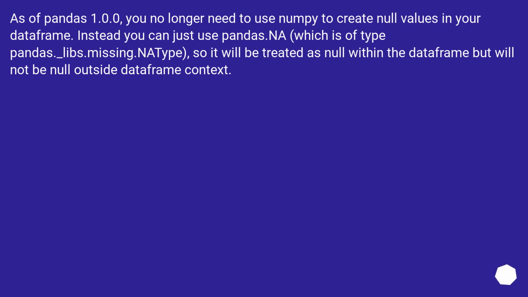As of pandas 1.0.0, you no longer need to use NumPy to create null values in your data frame. Instead, you can just use pandas.NA, which is of type pandas._libs.missing.NAType, so it will be treated as null within the data frame but will not be null outside data frame context.